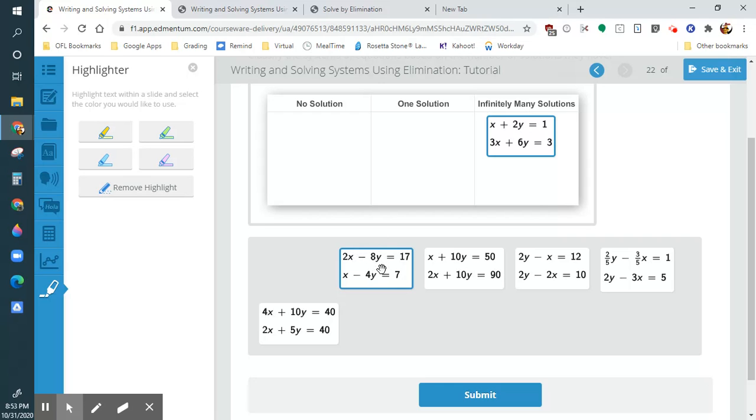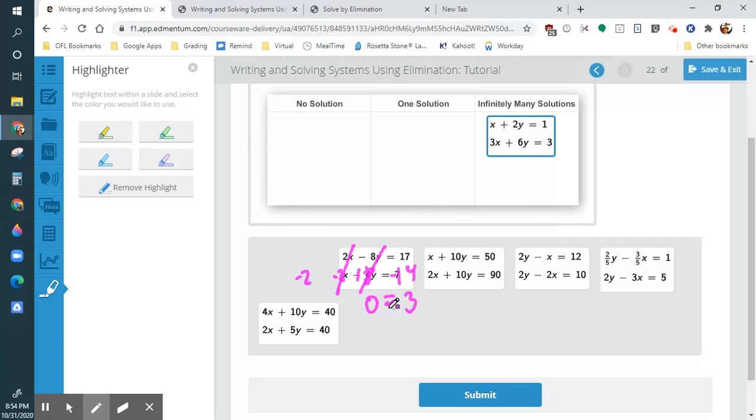That way I can eliminate the x's. But if I do that, notice how if I multiply by -2, it's going to also eliminate the y's. Because if I multiply this by -2, I get -2. That cancels out. This becomes +8. So these cancel out. And this becomes -14. So I have 0 equals 3.